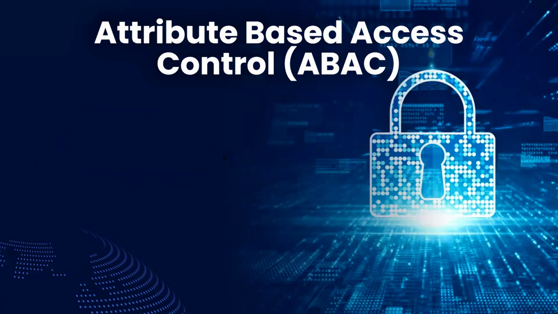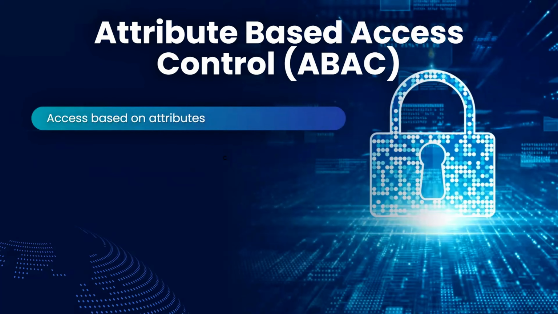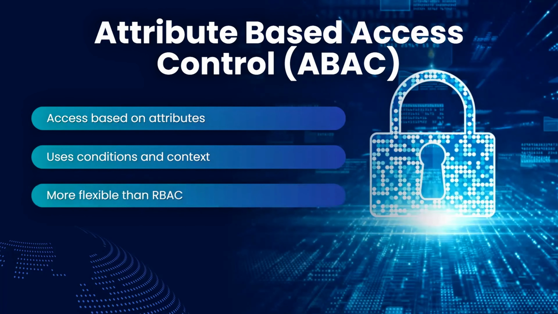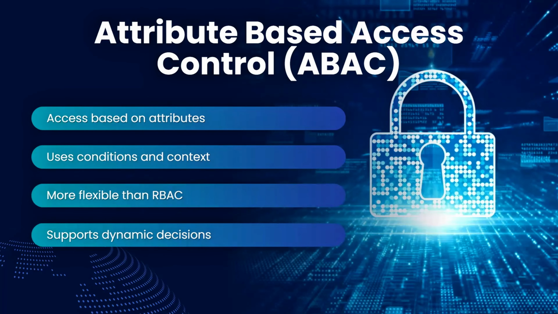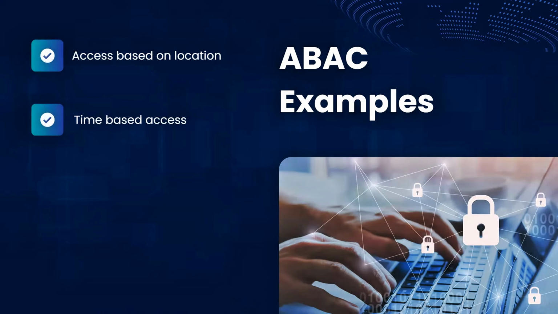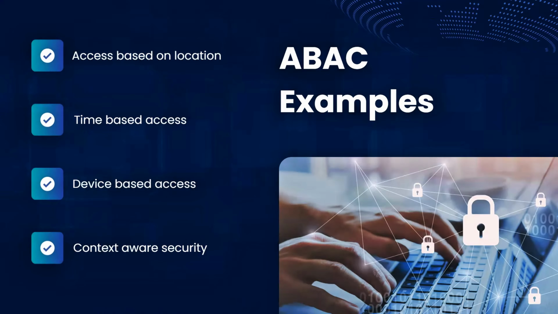The next one is ABAC, or attribute-based access control. ABAC enables flexible context-aware access. And in ABAC, access decisions use attributes. Conditions and context are evaluated. It is also more flexible than role-based access control, and it supports dynamic decisions. Here are a few examples of attribute-based access control. Attribute-based access control adapts access to context. So we can see it in location-based access, time-based access rules, device-based access checks, and context-aware security controls.